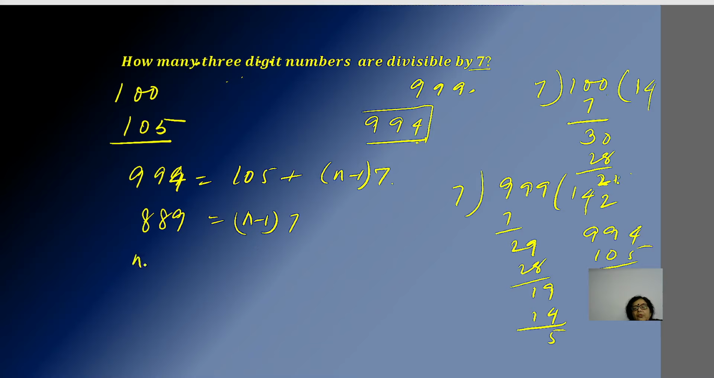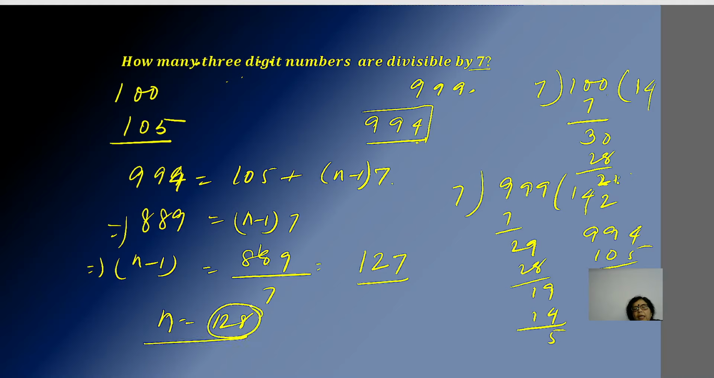So n minus 1 will become equal to 889 by 7, which gives 127. So n is equal to 128. So there are 128 three-digit numbers divisible by 7 between 100 and 999.